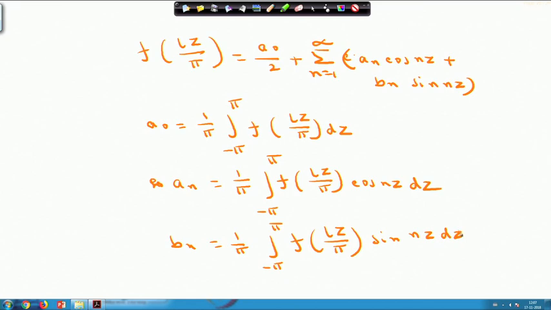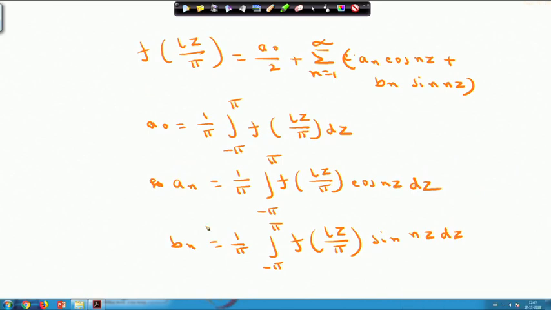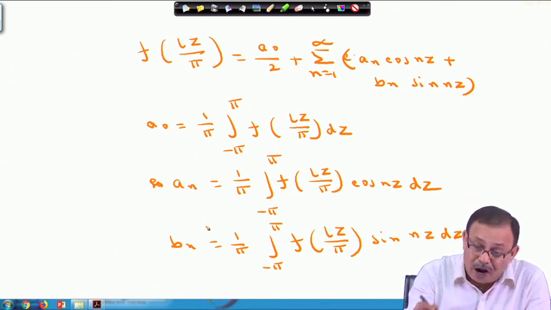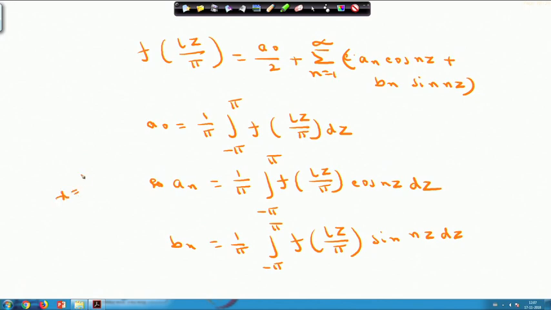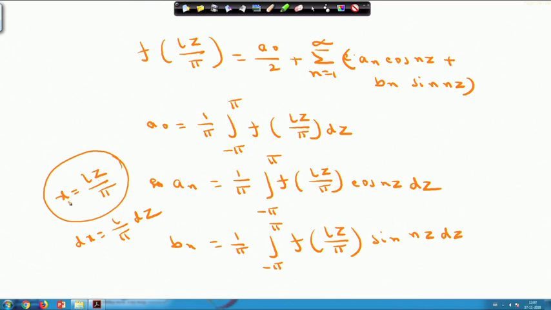And now, before this I have written the Fourier series of capital F(z). Now, in this slide you see, I am transforming capital F(z) by f of L z by pi, and after this I know that x equals L z by pi. If I substitute this, then dx will become L by pi into dz. So, now this dz I can replace in terms of dx, and z I can transform in terms of x.